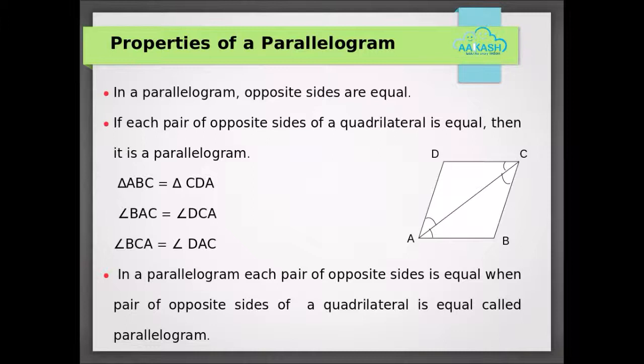Properties of a parallelogram. In a parallelogram, opposite sides are equal. If each pair of opposite sides of a quadrilateral is equal, then it is a parallelogram. We can see in the figure, triangle ABC is congruent to triangle CDA, angle BAC is equal to angle DCA, angle BCA is equal to angle DAC. In a parallelogram, each pair of opposite sides is equal. When each pair of opposite sides of a quadrilateral is equal, it is called a parallelogram.